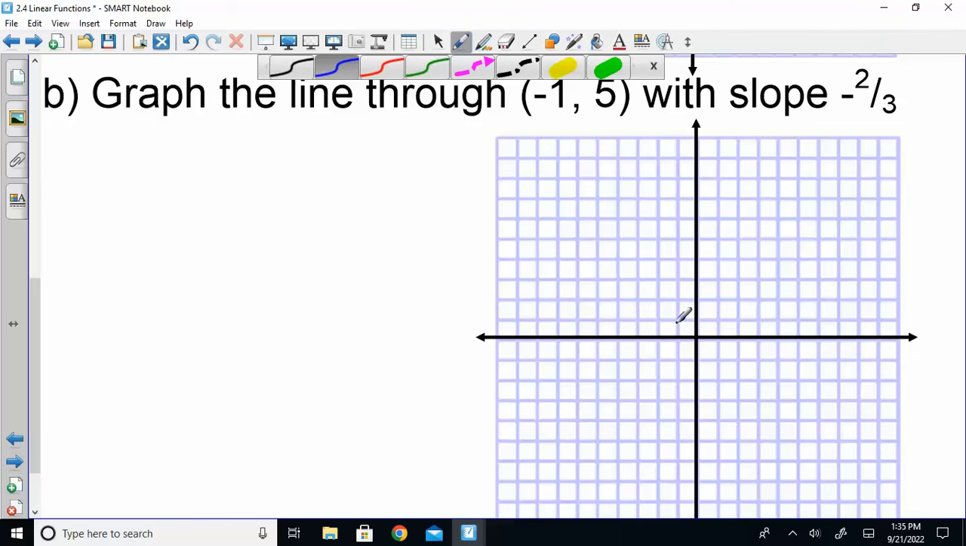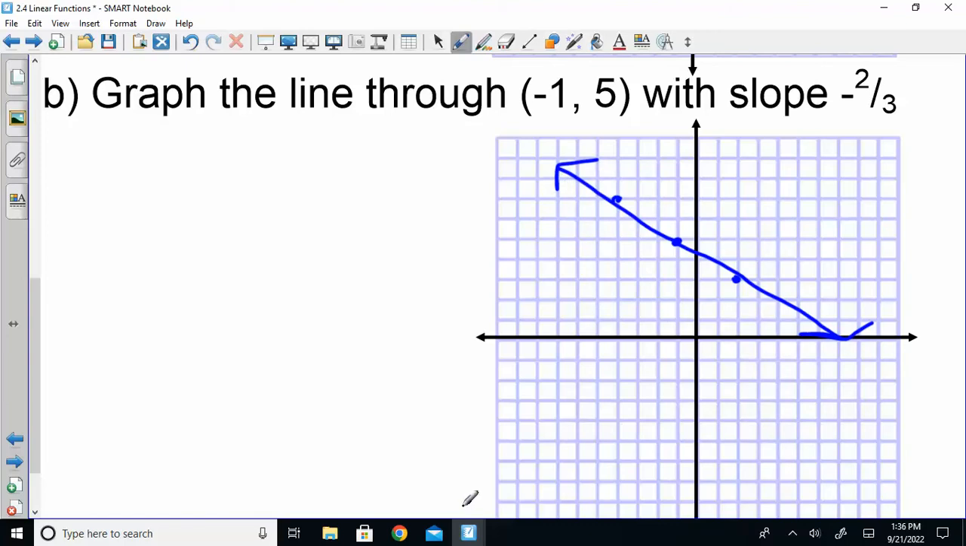So that's a negative 1, 5. Slope is negative 2/3, so down 2 over 3, or you could go up 2 and back 3. So we get this. Last thing I want to do.